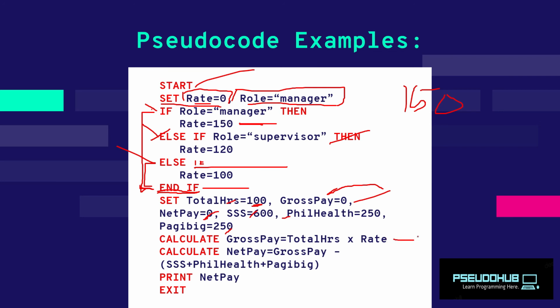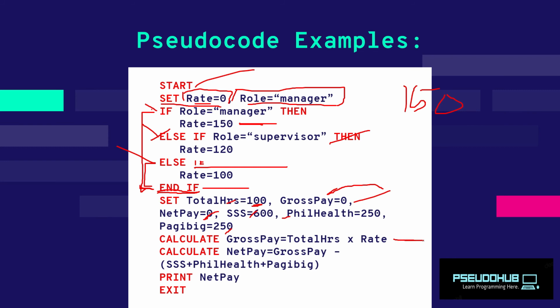So, gi-calculate na to ang gross pay. That's total hours times rate. Diba? If you remember, nabuo na to na siya nga formula. Total hours is 100 times rate, which is 150. So, magkano ba? Pag 100 times 150. So, let's get our calculator. So, that's 100 times 150. So, 15,000 ang iyang sweldo. So, 15,000 ang sweldo. Okay? So, 15,000 ang gross pay.